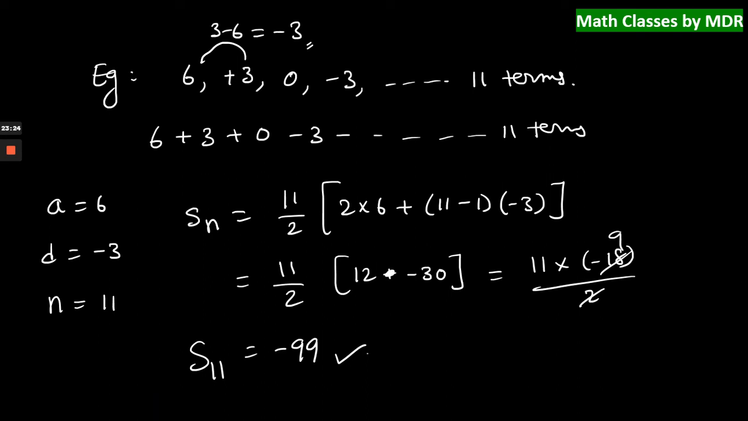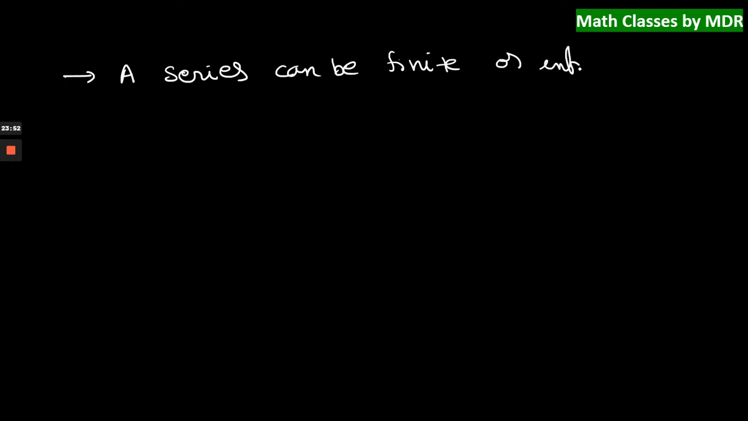This is how to find the sum of the terms and the nth term of an arithmetic sequence and an arithmetic series. Right? A series can be finite or it can be infinite also.